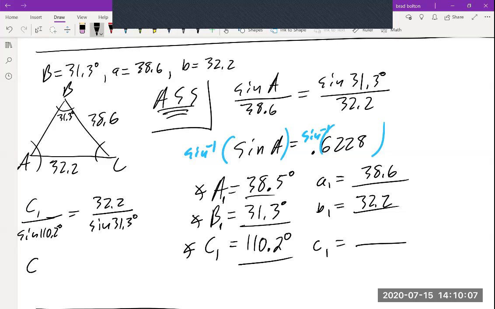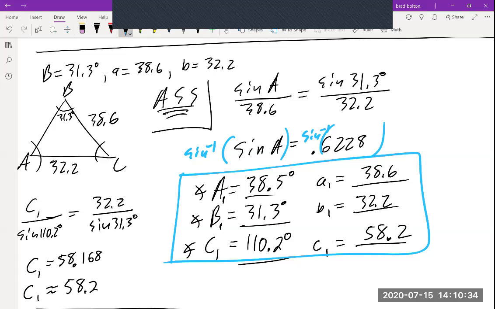So I get C1 is equal to 58 point, I guess 168, but we're going to say that 58.2. Sorry, that's not degrees, that's a side length. 58.2. So I have completed a triangle.